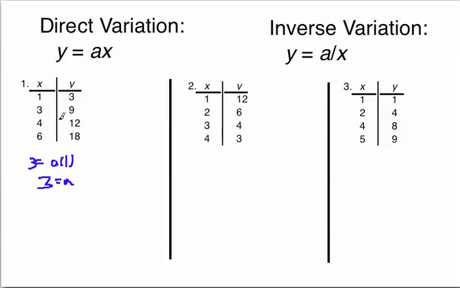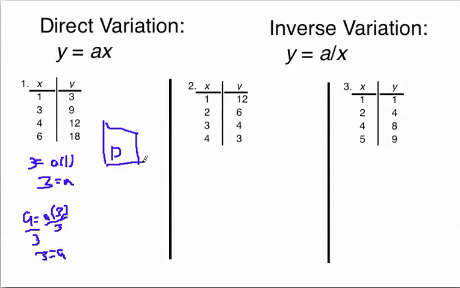So we now need to see if this is going to be true for the rest of them. Start with the next one. We've got y is 9, so 9 equals a times 3. Then we divide both sides by 3, and you end up with 3 equals a. So again, we get that a is the same thing. If we do this again for here, you would get 12 equals a times 4, divide both sides by 4, and you get that a equals 3, and then the same thing would happen right here. We get the same a for every set of points, and so that means this would be direct variation.